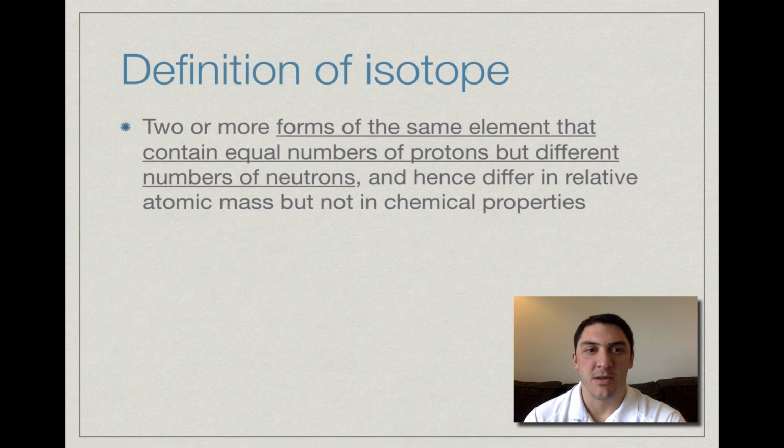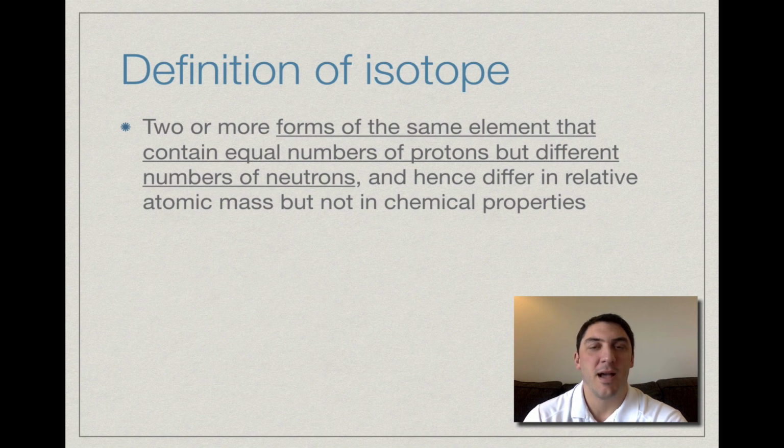So what is an isotope? An isotope is two or more forms of the same element that contain equal numbers of protons. If they have equal numbers of protons, that means they are the same element. Protons give you the identity of the element. But they have different numbers of neutrons, and hence differ in relative atomic mass but not in chemical properties. Since the proton number is the same, they have the same chemical properties.